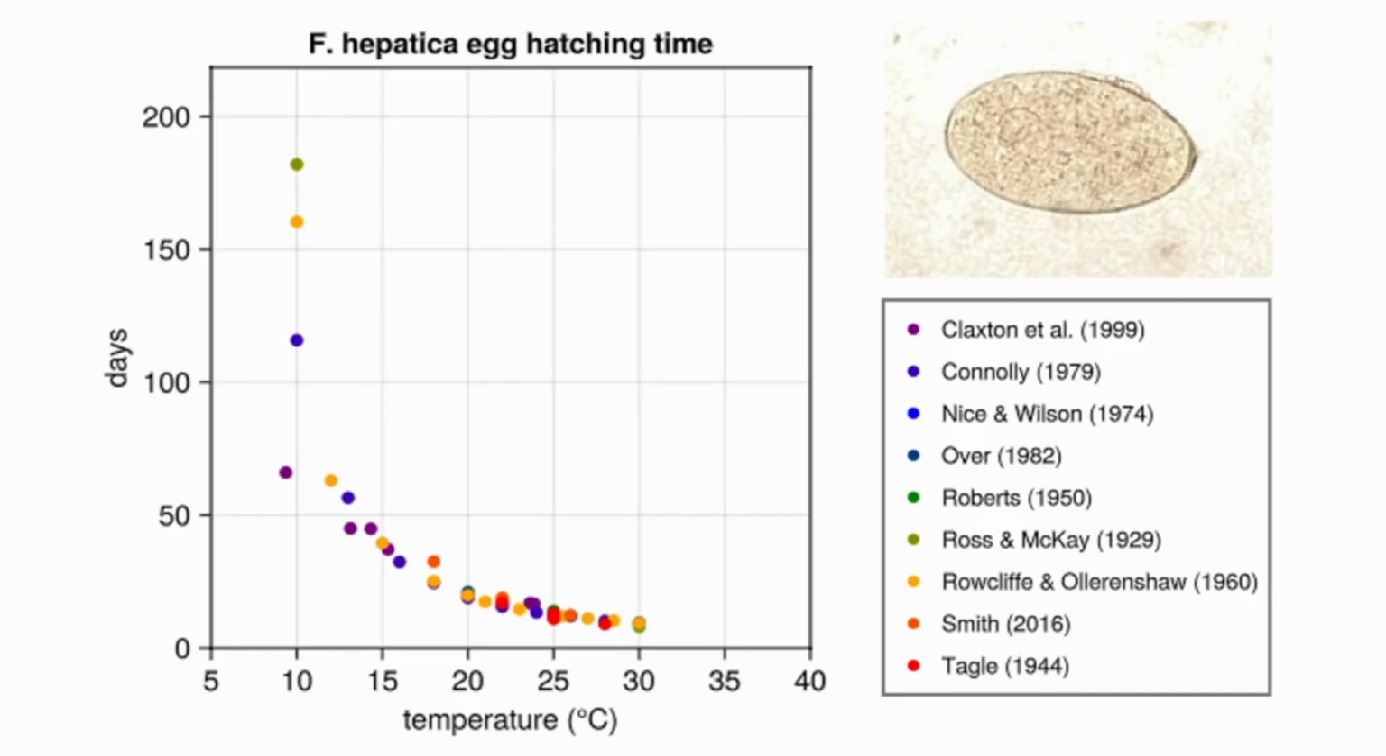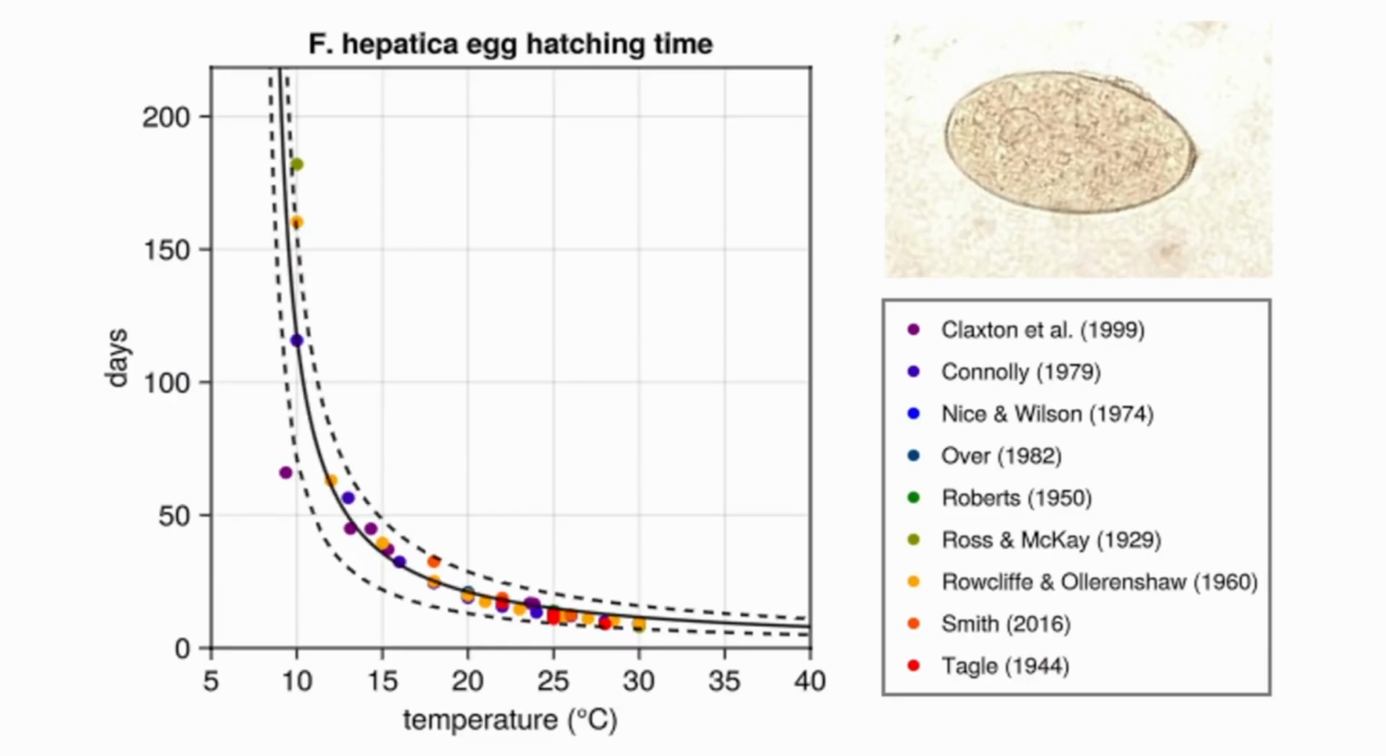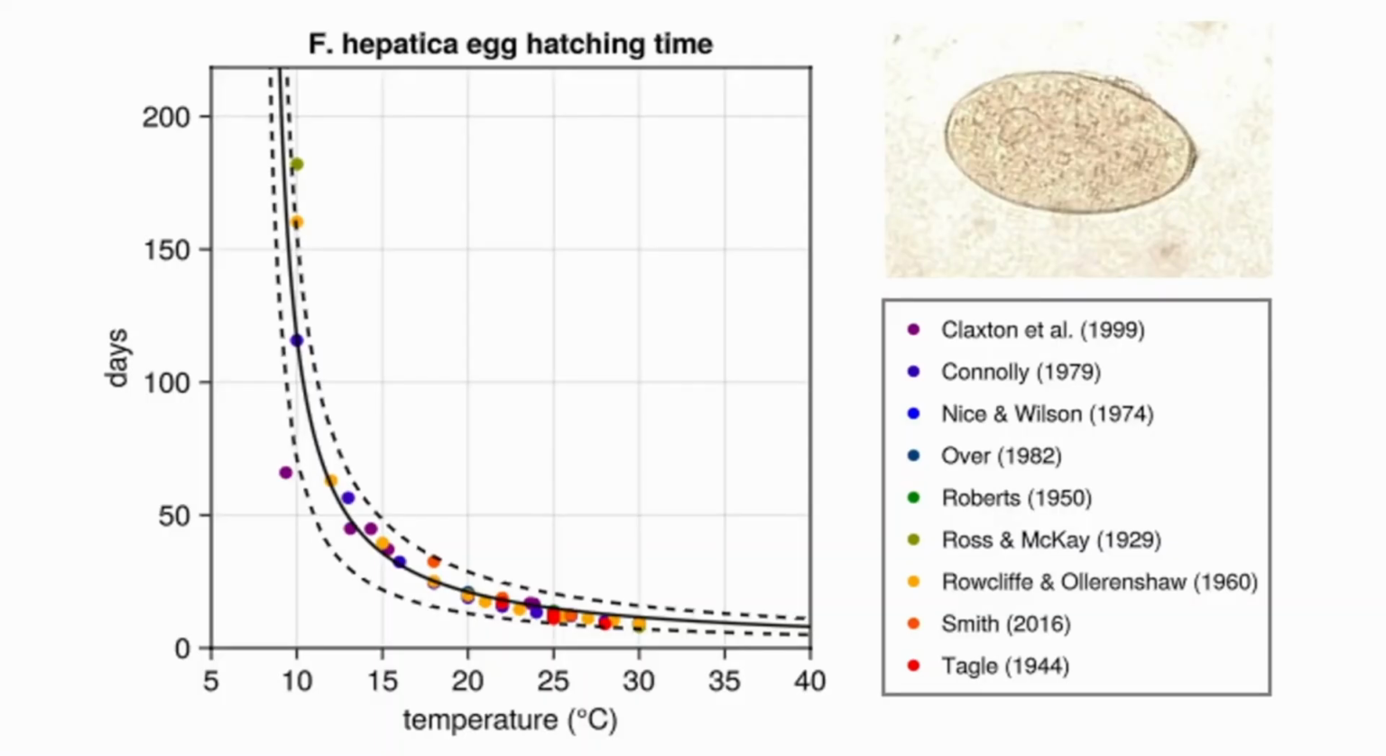You can see this very clear pattern, even though different people did this at different points in time. Of course we can make a curve through this that will look something like this. Then we can predict that at a given temperature, it will take so many days for an egg to hatch. And you can see that if the temperature gets too low, below 10 degrees, it takes a very, very long time to hatch. So you might think this is below where the parasite can still reproduce and be transmitted.